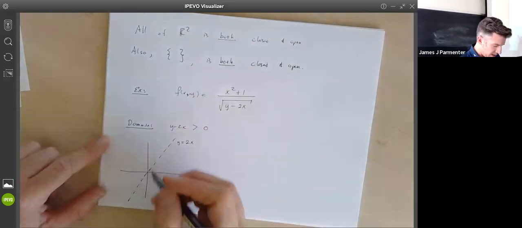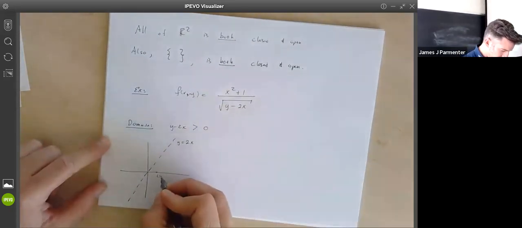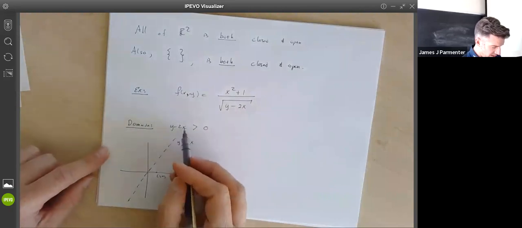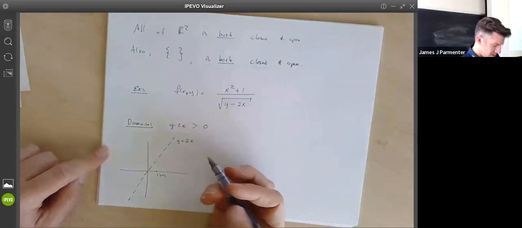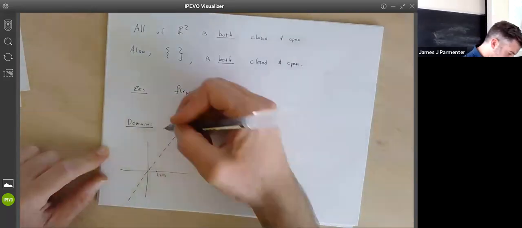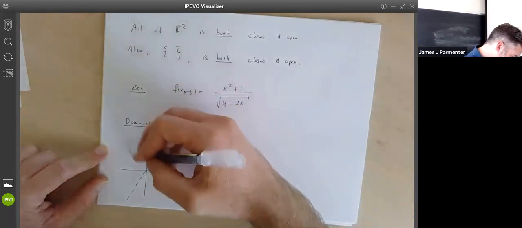Well, let's pick a point on one side. I'm going to pick a point over here, 1, 0. I plug in 1, 0, 1 for x, 0 for y. Oh, that doesn't work. So I don't want all this. I do want all this.